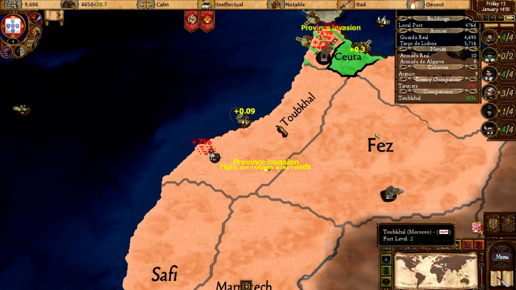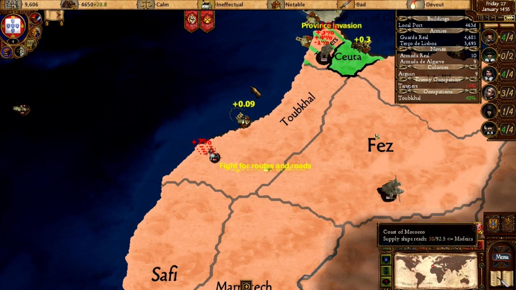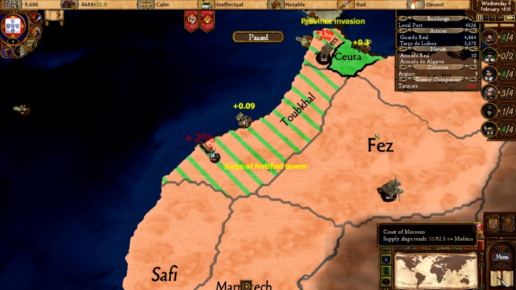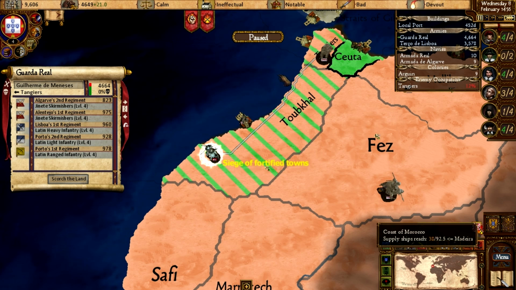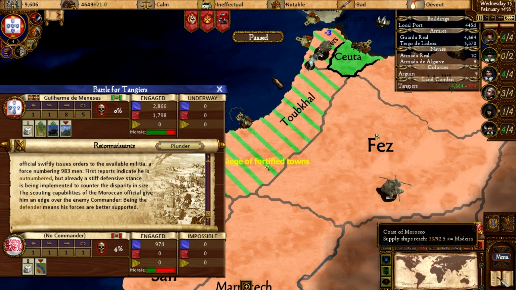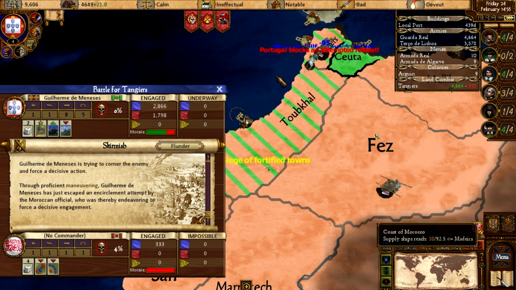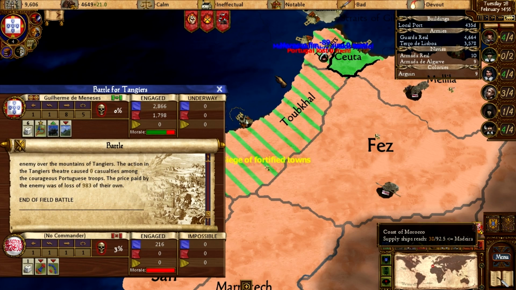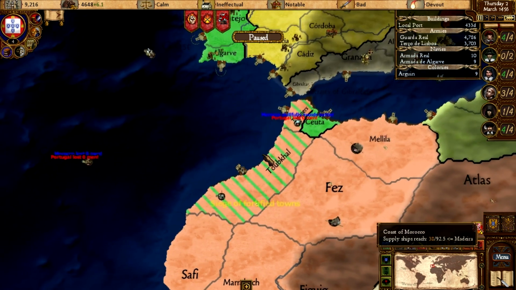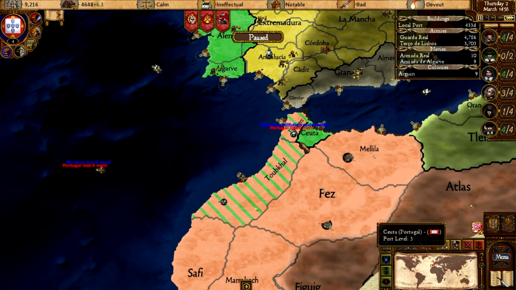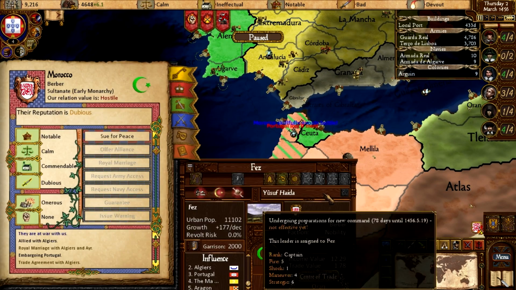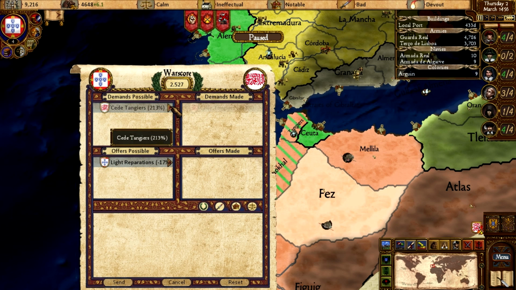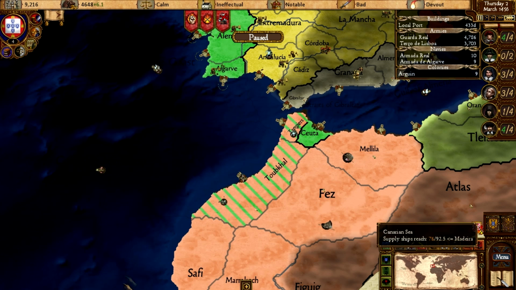And I'm now trying to invade Topkal. And there you go. I'm going to split my armies. And there, success. Now, I have conquered these 2 provinces, and I'm trying to press for peace. I want Tangier, but it appears they won't accept my request.